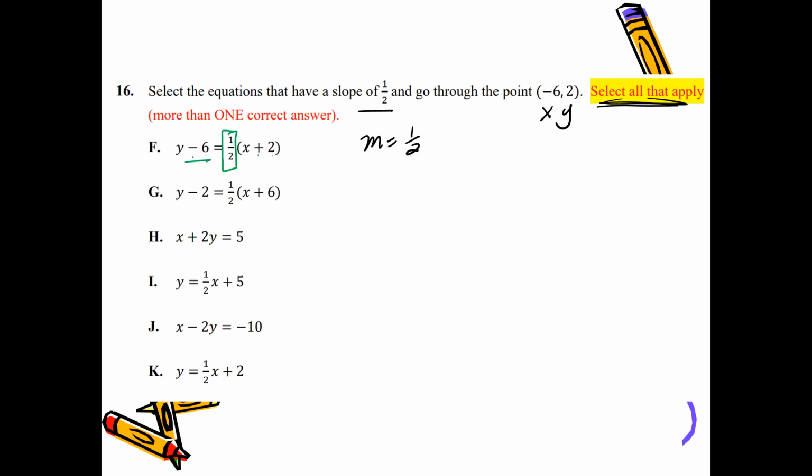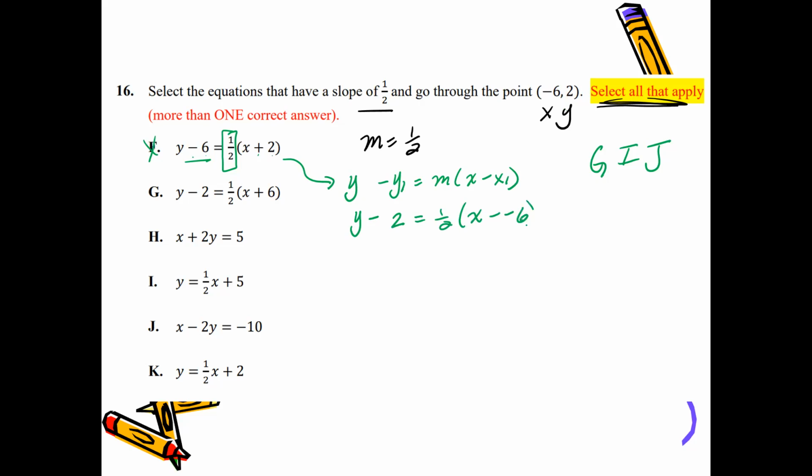The correct answer is G, I, and J. So G, I, and J are my correct answer. F is not included in it, and you're like, why is it not included? Because this equation is y minus y sub 1 equals m times x minus x sub 1. And if you go and plug in the numbers, y minus 2 equals 1/2 times x minus -6. Does not match. Like the order of the numbers is completely wrong. So that's why F is not one of the answers for number 16, okay?